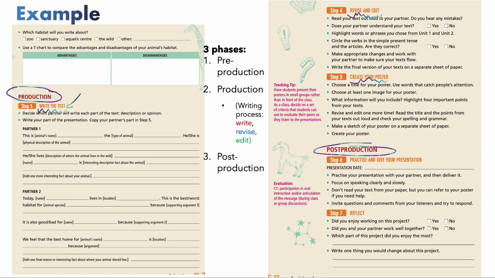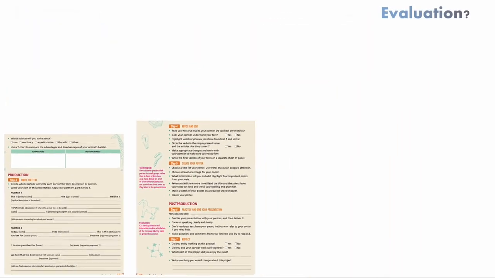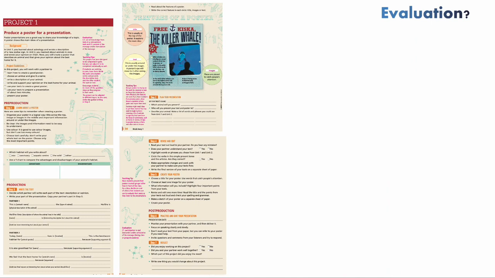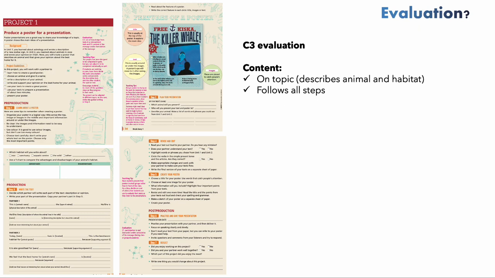So that's how the writing process and production processes look in class. If I were to evaluate this project, remember that that's what it looked like. Project 1, producing the poster. C3 evaluation, in the same way as the writing process. Is this on topic? Did it follow all the steps? Is it creative, the poster? Did you include the format and features of a poster that we talked about?